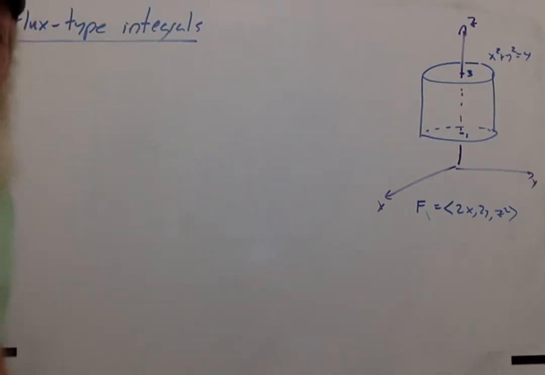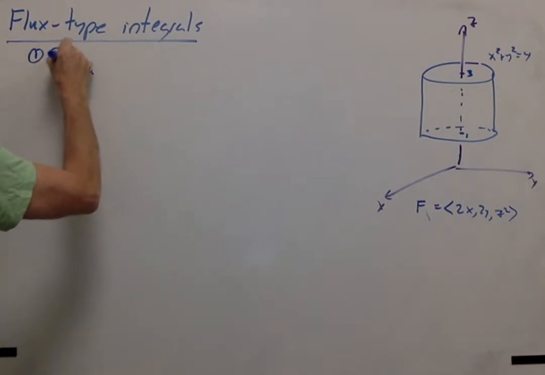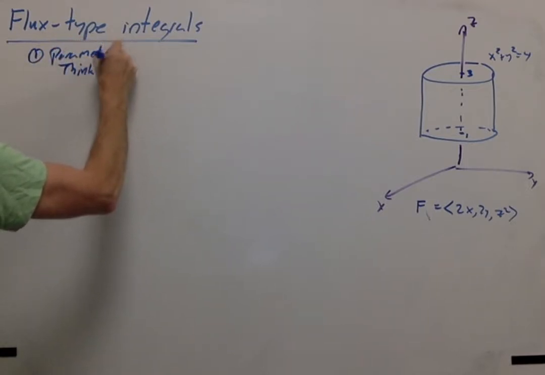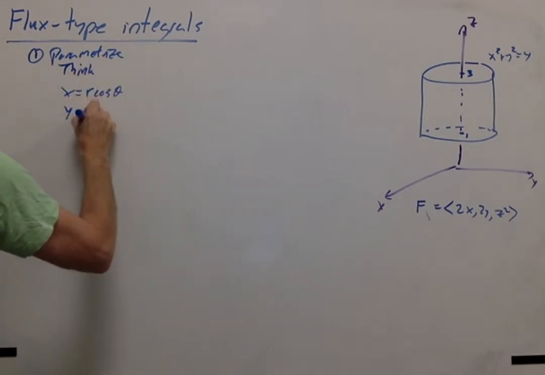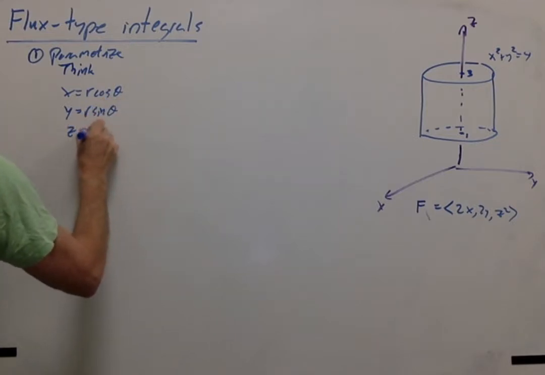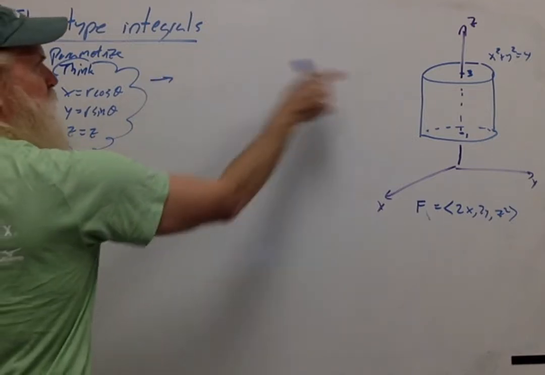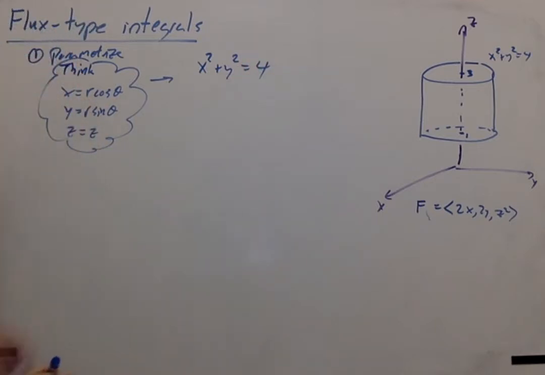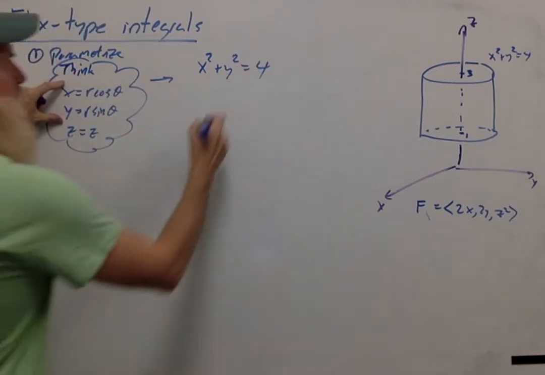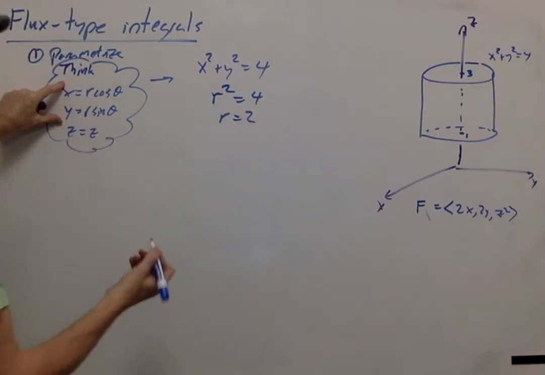Well, since we're integrating over a cylinder, we're certainly going to use cylindrical coordinates. So we're going to think x equals r cosine theta, y equals r sine theta, and z equals z. And we substitute that into the equation for the cylinder. X squared plus y squared equals 4. Well, in cylindrical coordinates, x squared plus y squared is r squared. So we get r equals 2, which is the radius of this cylinder.